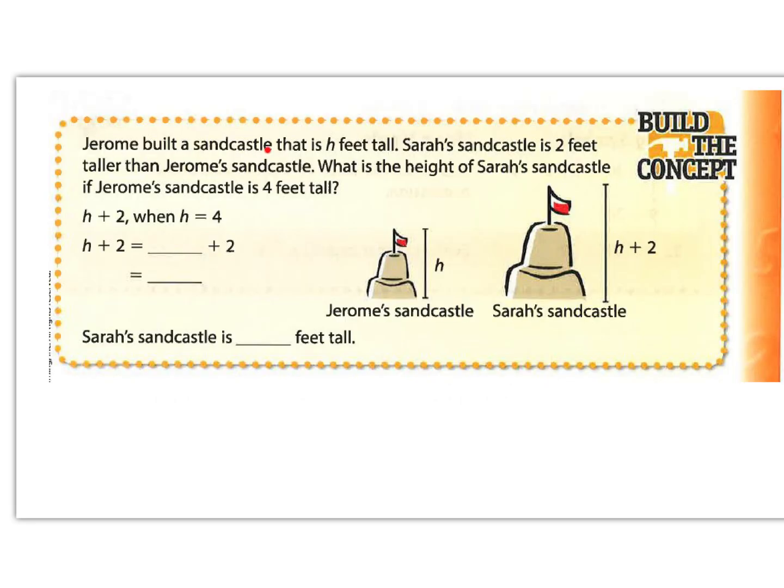This says Jerome built a sandcastle that is h feet tall. So h, we don't know how tall. Sarah's sandcastle is 2 feet taller than Jerome's castle. So we do know hers is h plus 2 feet. What is the height of Sarah's sandcastle if Jerome's sandcastle is 4 feet tall? All right, so we know Jerome's is 4 feet tall. So that means that h is 4 because that's his. So then Sarah's is h plus 2. So substitute the 4 in for h. 4 plus 2 is 6. Sarah's sandcastle is 6 feet tall. That's a pretty tall sandcastle.